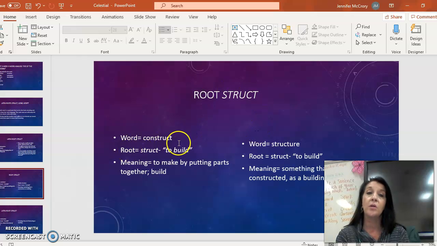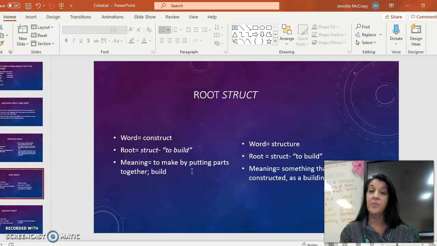Okay, our next word, construct. Okay, again, we found our root. It was just struct. We know it means to build. Our meaning then is to make by putting parts together. If you construct something, you are building it, you're putting it together. I construct a building. All right.